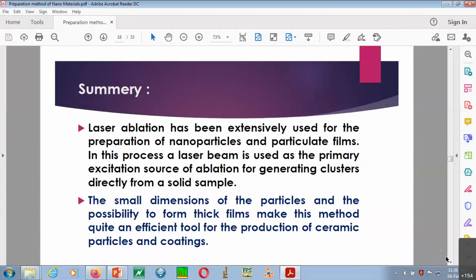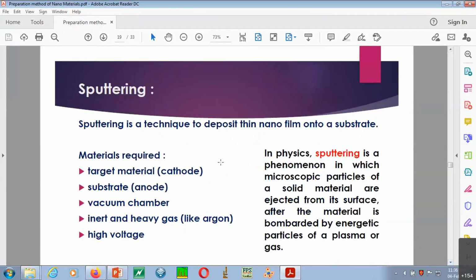Now let me come to the next one. This is the third technique, again under the same top-down approach. The method name is sputtering. It works on almost the same principle as laser ablation. The only difference is that in the earlier method we had the laser source. Now instead of a laser source we have to use some alternate arrangement.